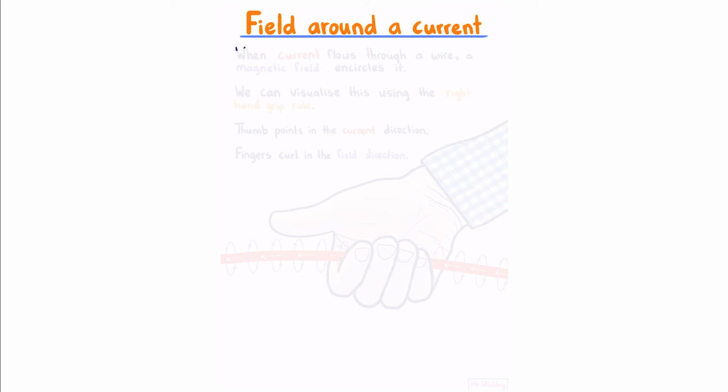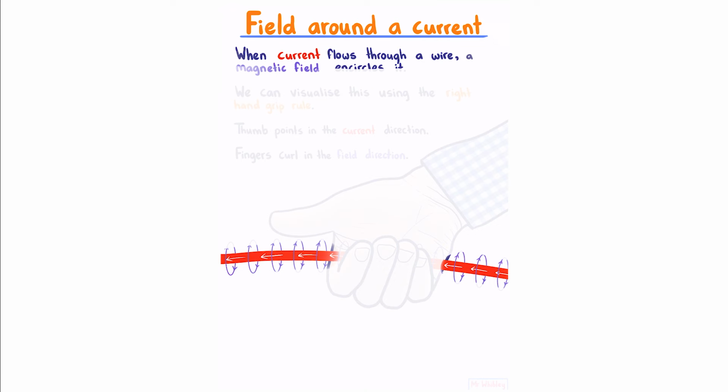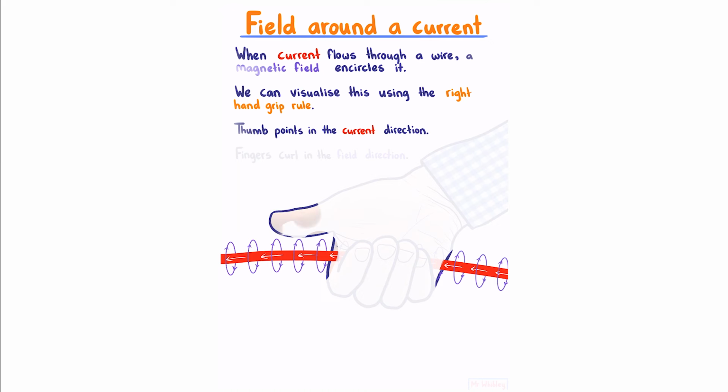Field around a current. When current flows through a wire, such as this one here, a magnetic field encircles it. We can visualize this using the right-hand grip rule, where the thumb points in the current direction, and in doing so, the fingers curl in the field direction.